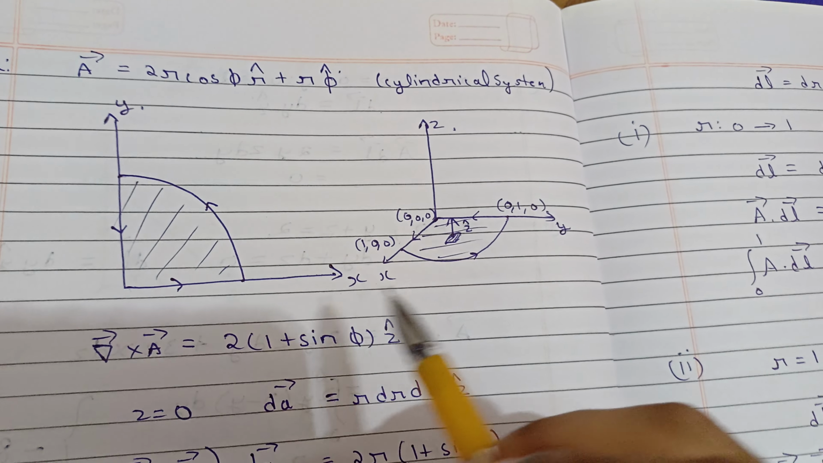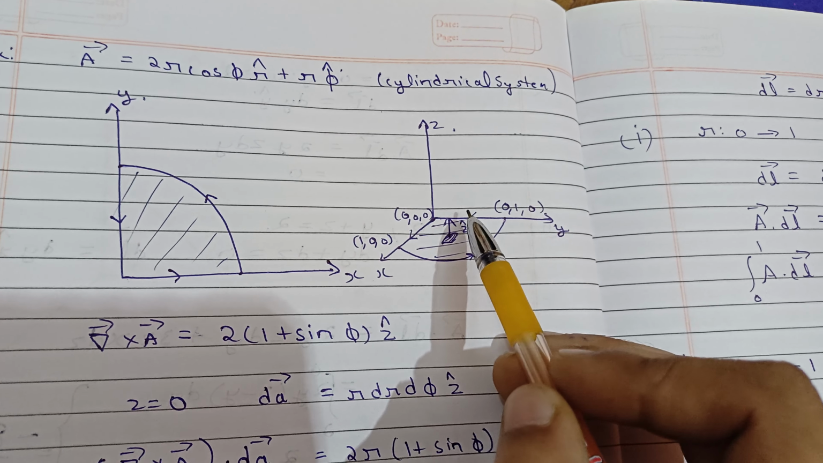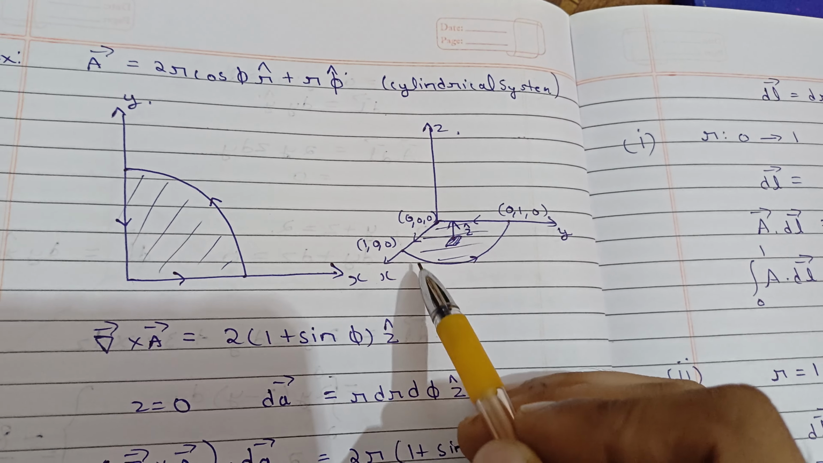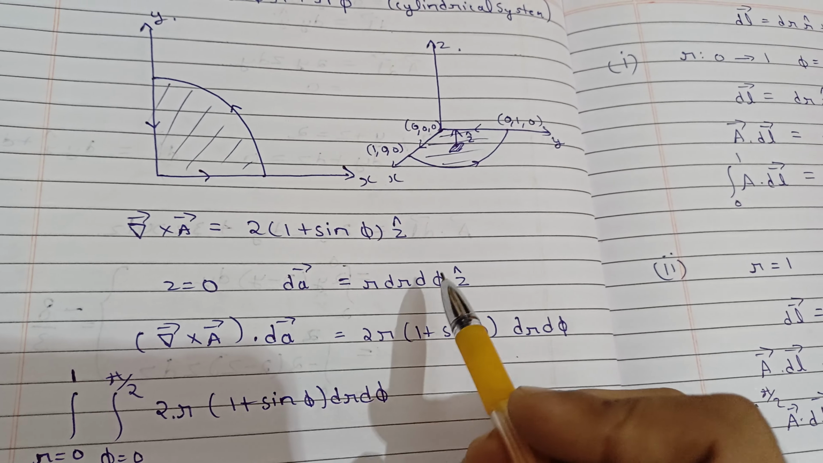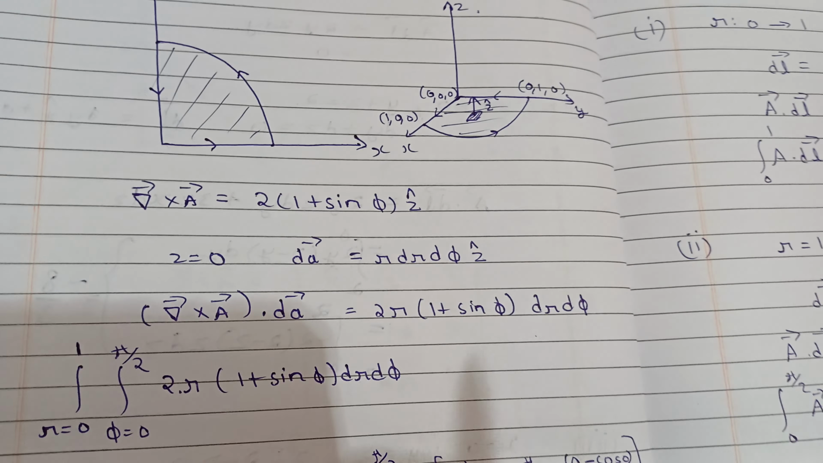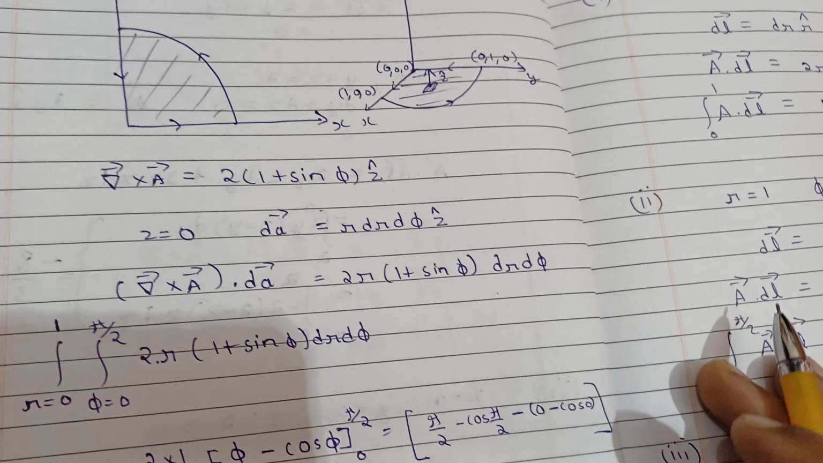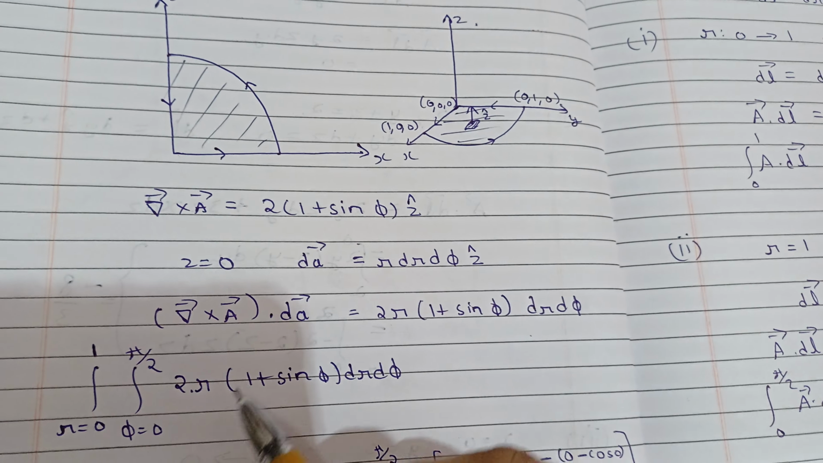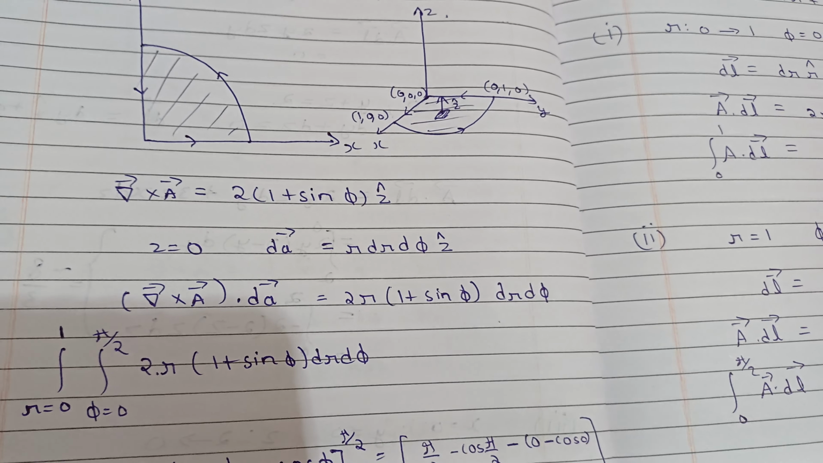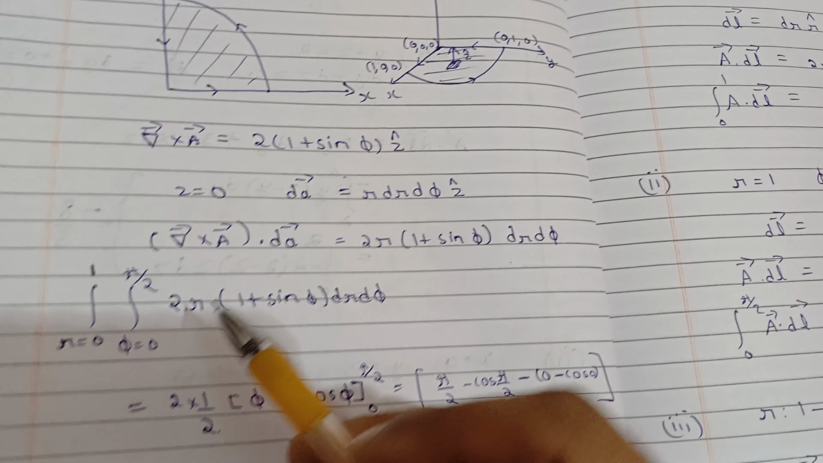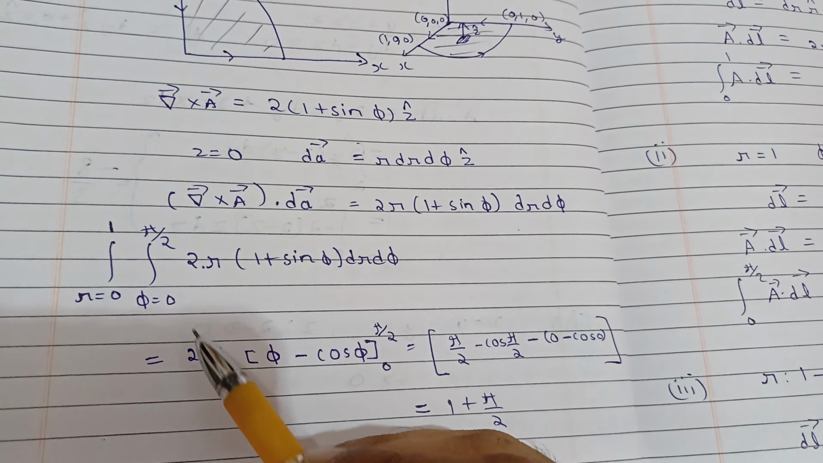So first let's find the left hand side, that is, first we need to find dA. Here z equal to 0, so dz will be 0. So dA will be dx dy and the direction will be z cap. So dA is equal to r dr d phi z cap. Now del cross A will be 2 1 plus sin phi z cap. From here you can calculate simply, you know how to find the curl in cylindrical coordinates. Now del cross A dot dA will give you 2r 1 plus sin phi dr d phi. Here r is going from 0 to 1 and phi is going from 0 to pi by 2, so that's why we have substituted these limits.